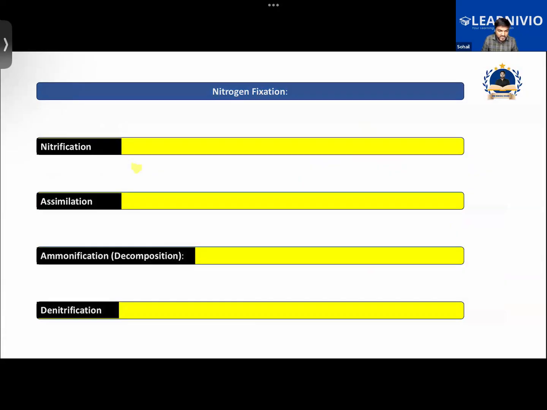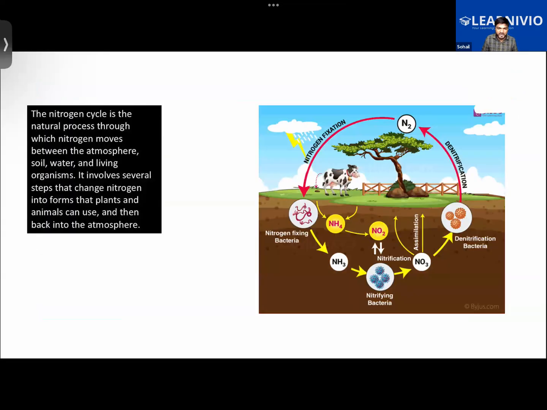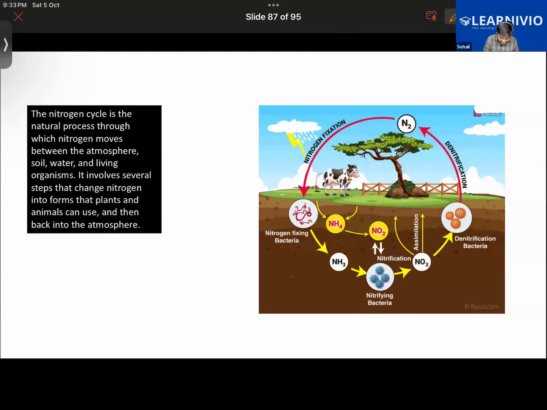Further, in the case of the nitrogen cycle, we learned that the very first step was nitrogen fixation. What happens in nitrogen fixation? The atmospheric nitrogen is converted into a form that can be used by organisms. In this, the atmospheric nitrogen is converted by the action of nitrogen fixing bacteria like rhizobium into ammonia. Plants can directly absorb this ammonia, but further this ammonia is converted into nitrates by the action of nitrifying bacteria.